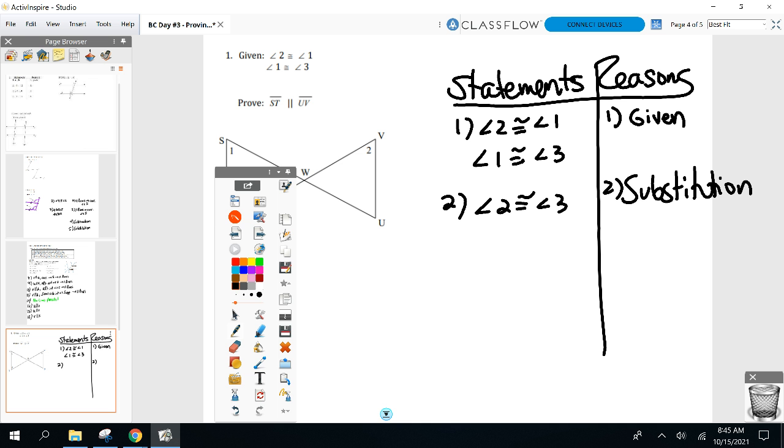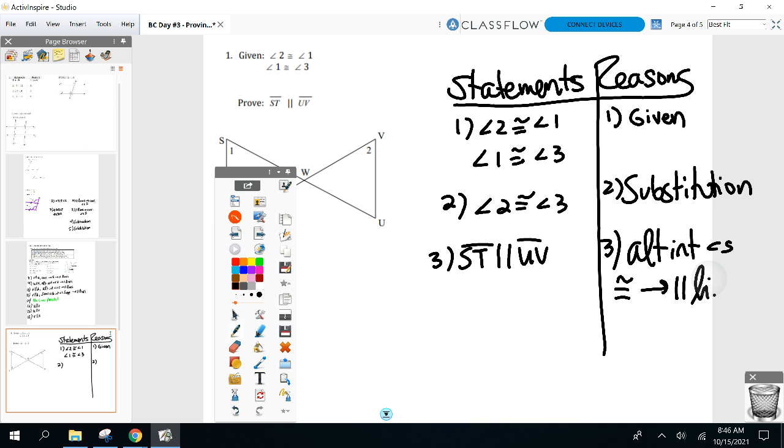What type of lines do I have now? Parallel lines. ST parallel to UV. Reason? I got to start with the alternate, not the parallel lines. Alternate interior angles congruent imply parallel lines. Questions?